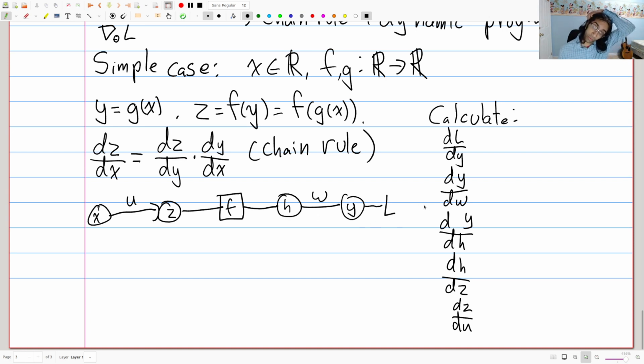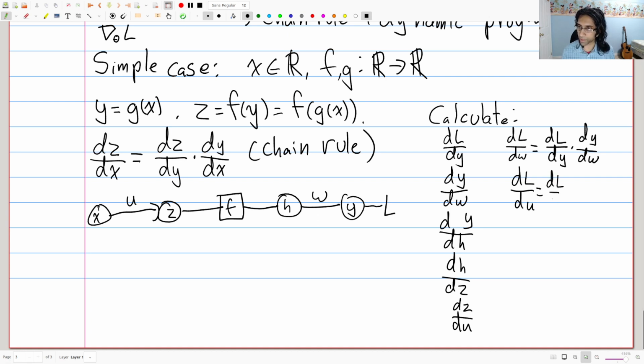Why do we calculate each of them, and why don't we calculate a few other things? You might be thinking, why did I skip some of these? The reason is, what do we really want at the end? Like I said, what we want is dL/dw, and this can be written as dL/dy times dy/dw. You can see that we computed both of these right here. Similarly, the change in the loss function with respect to the other parameter, dL/du, is a few more multiplications: dL/dy times dy/dh times dh/dz times dz/du.